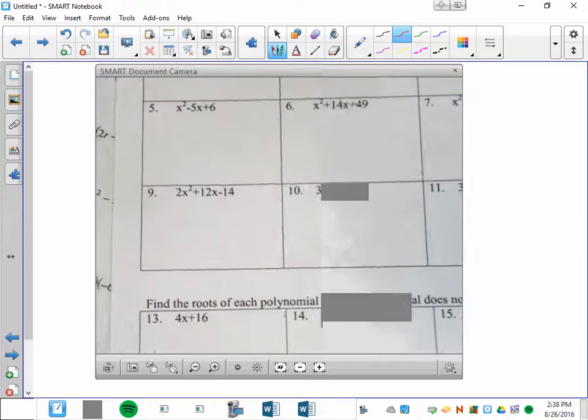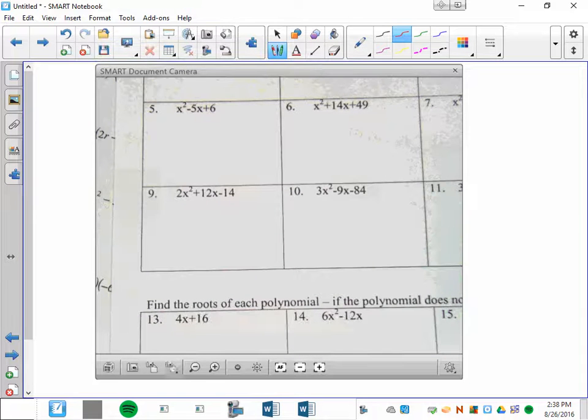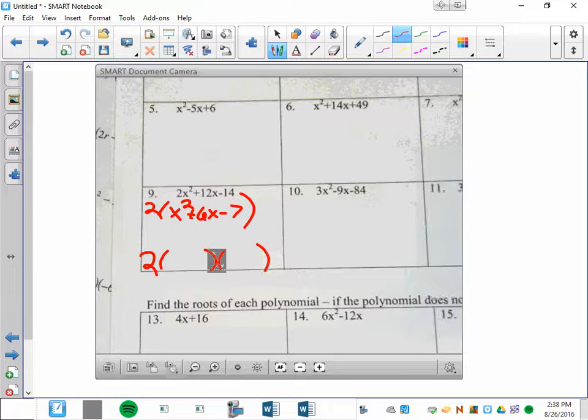Good. We got to pull out a 2 to begin with. So in my final answer, I'll have 2 times whatever else I get. Okay? So it's 2 times x squared plus 6x minus 7. Now I just put the quadratic in the box, and I ignore the 2 for a little bit.